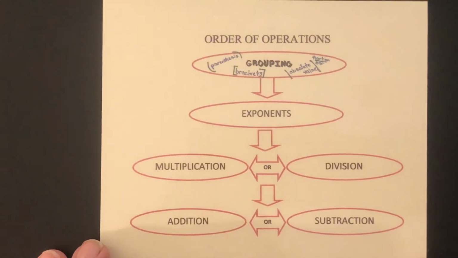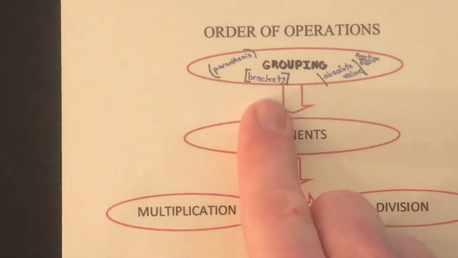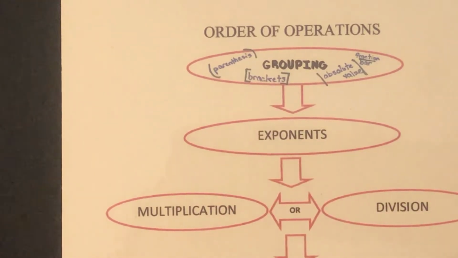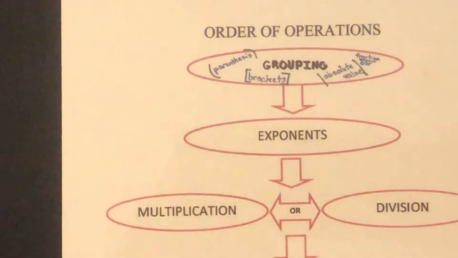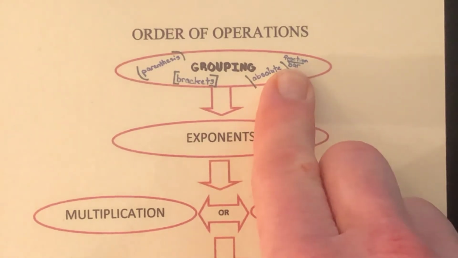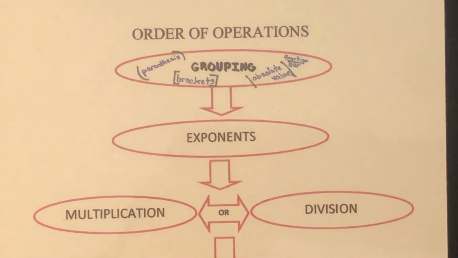This is the order. It's not just parentheses first because there are more ways to show grouping than just parentheses. Obviously, parentheses is one of the ways. You also have brackets. If you have more than one set of grouping in one problem, a lot of times you'll use brackets to distinguish between the parentheses and the brackets. You have absolute value, which you've done, and you have the fraction bar. Any kind of grouping comes first, not just parentheses. All of these will come first.